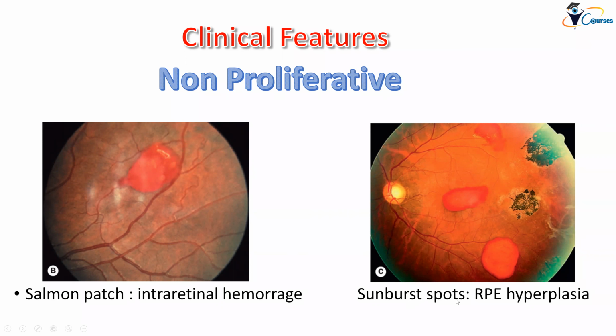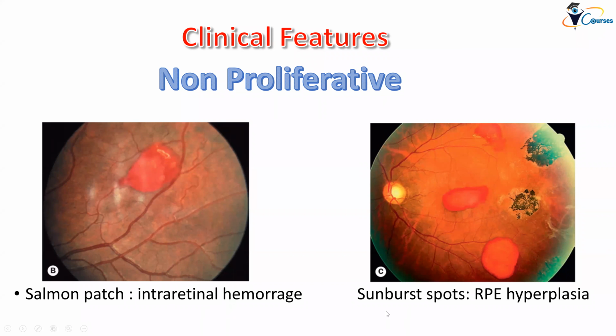Sunburst spots are another lesion present in sickle cell retinopathy, which appear like a blackish lesion due to RPE hyperplasia. So remember, two patches: salmon patch and sunburst spots with RPE hyperplasia. This is the non-proliferative sickle cell retinopathy.